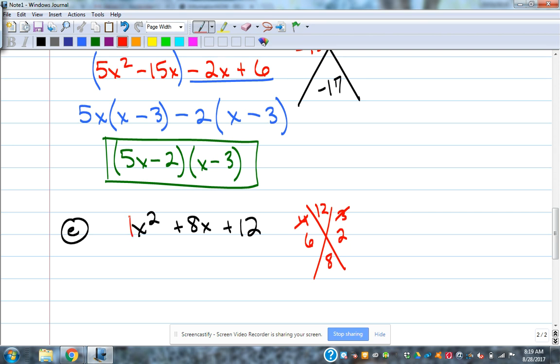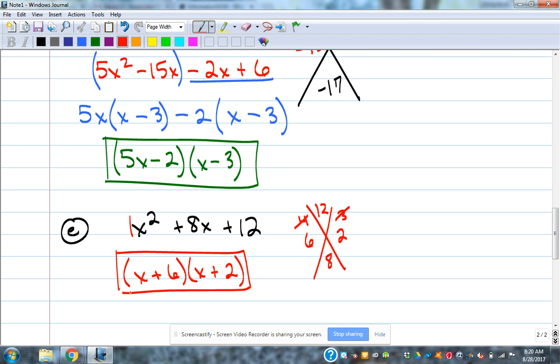There's an understood 1 in front of x squared. When there's a 1 there, I can take that shortcut and go straight there instead of having to do that grouping stuff. X plus 6, x plus 2. That's the factored form. We can get the factored form. The solving part's going to be the easiest thing we do. The factored form has got to be right, though.